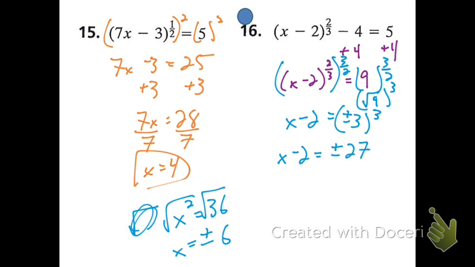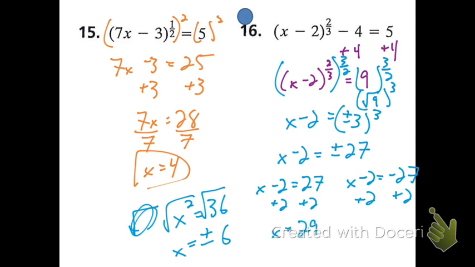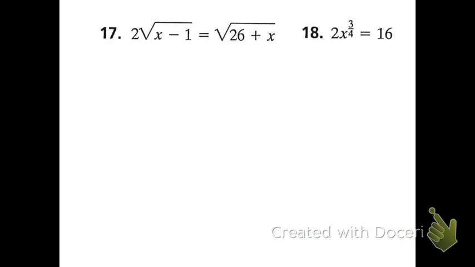Weird problem, I know. So now I'm going to split this up. X minus 2 is going to equal a positive 27, and x minus 2 is going to equal a negative 27. Big issue there. So I'm going to add 2, add 2, add 2, and add 2. And I'm going to get x is equal to 29, and x is equal to negative 25. All right. Both solutions there. Hope I got it right. Let's do a couple more.